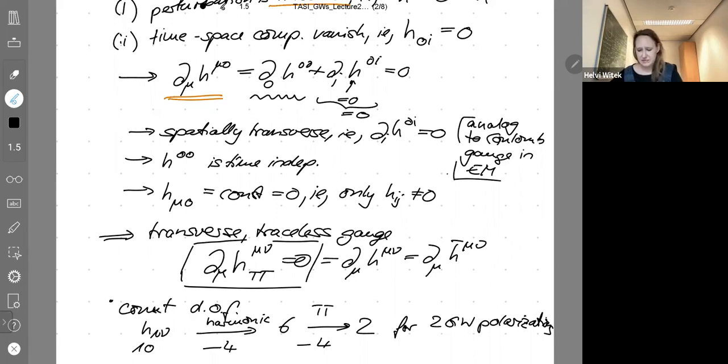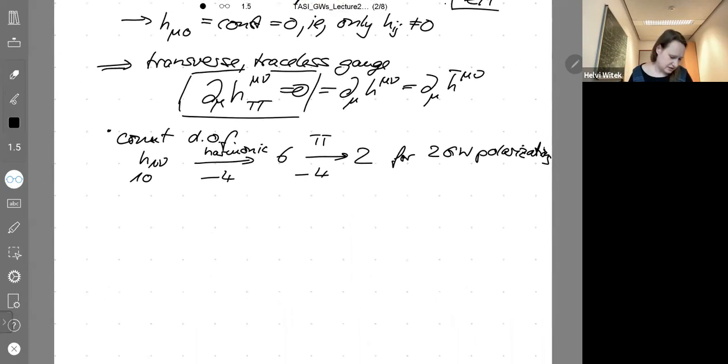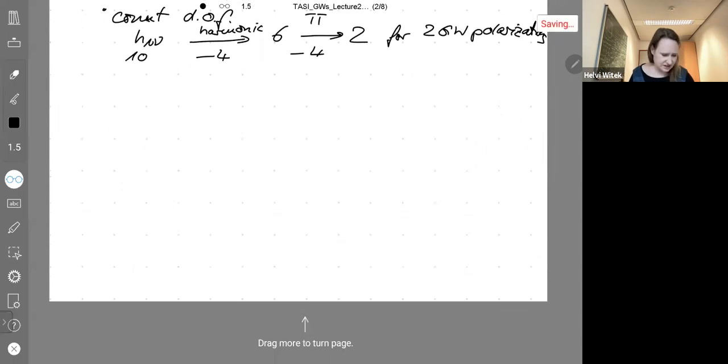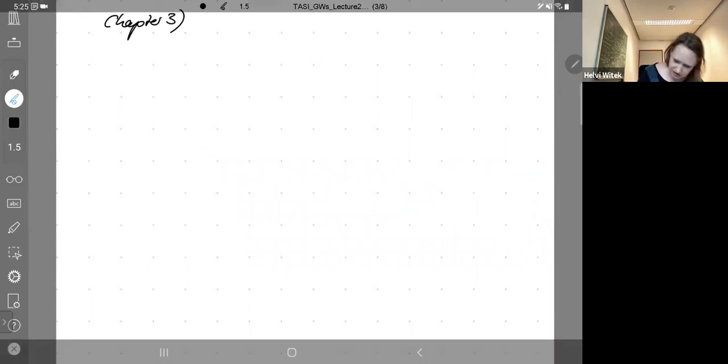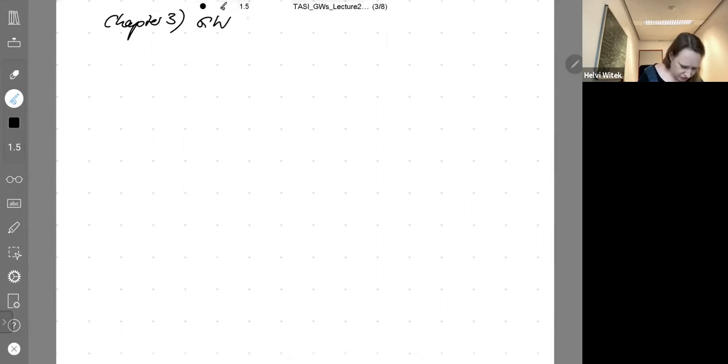That is, how do we describe the waves or wave solutions in the far field, far away from our source? And let me just start on a new page to do so. As our next chapter, chapter 3: gravitational wave propagation and its impact on matter.